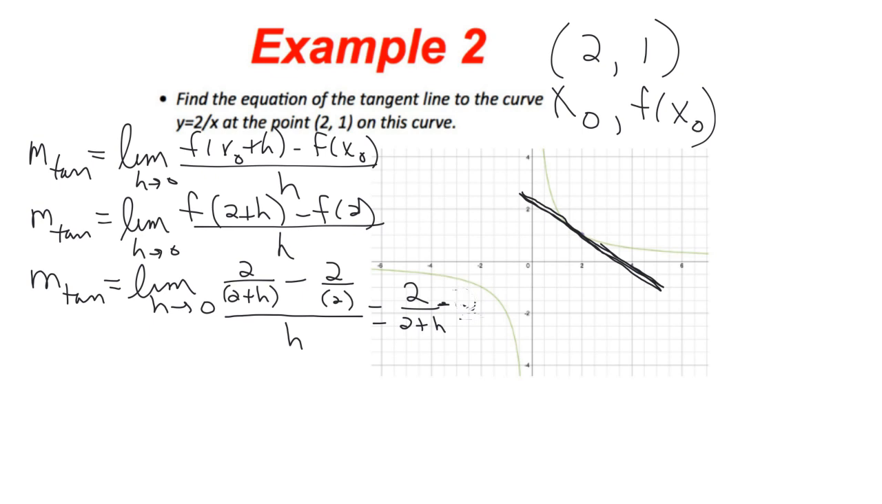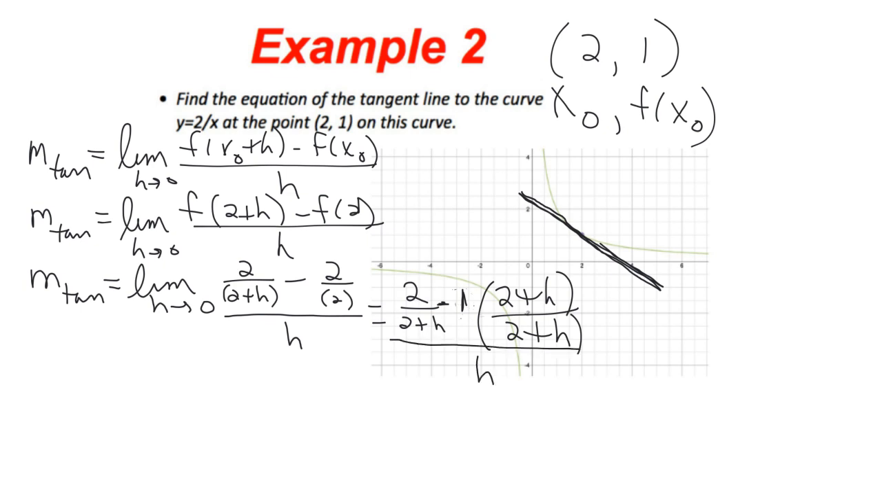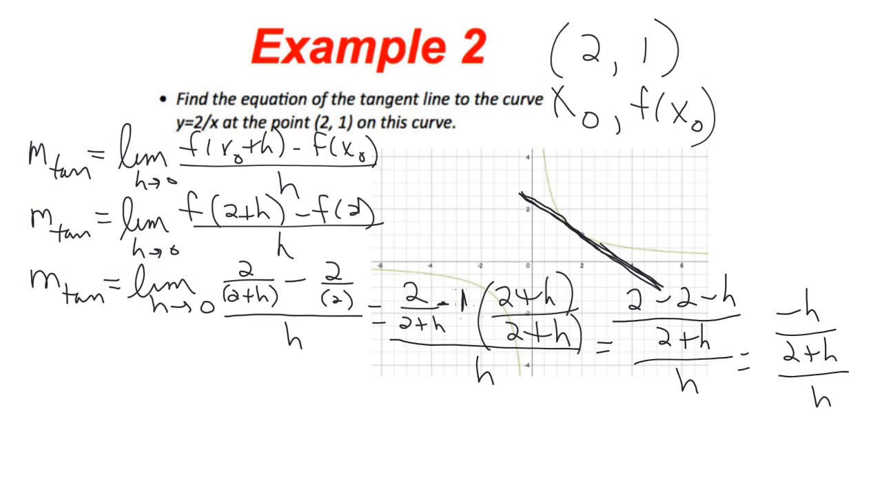And then we're going to divide that whole thing by the h. So I'm going to actually have to find a common denominator here, which I know is going to be 2 plus h. So I'm going to multiply top and bottom by 2 plus h over 2 plus h and divide it by h. So then this winds up being 2 minus 2 minus h over 2 plus h all over h. And then the 2's cancel, and I get negative h over 2 plus h all over h.